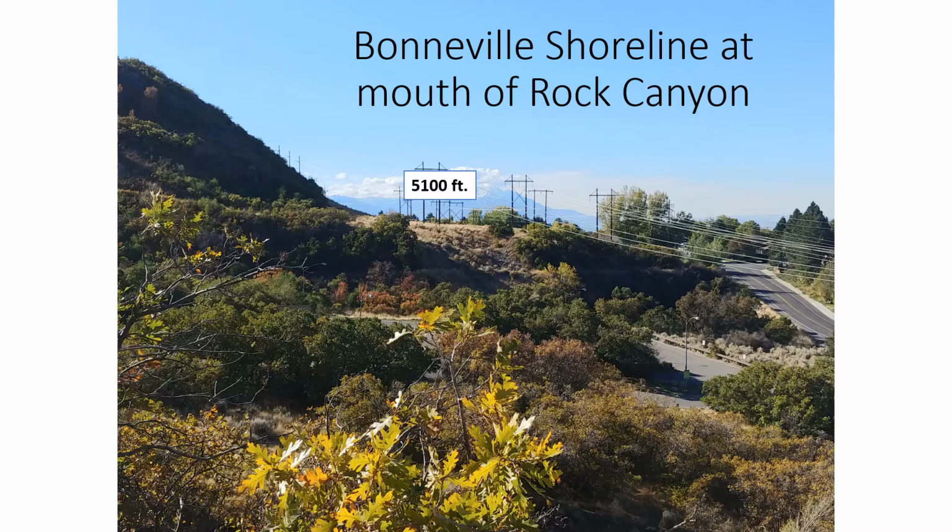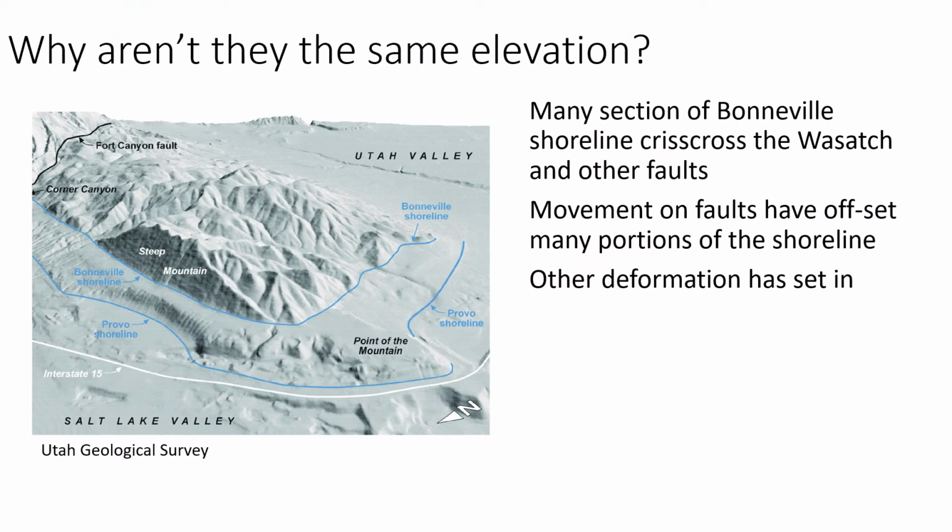Now it is important to note that the shoreline at this point is 5,100 feet, give or take, which is actually lower than what we see at Saltaire. So why aren't all these shorelines, which should be the same elevation, they formed at the same elevation, why aren't they the same elevation now? And so there's a couple of reasons for this.